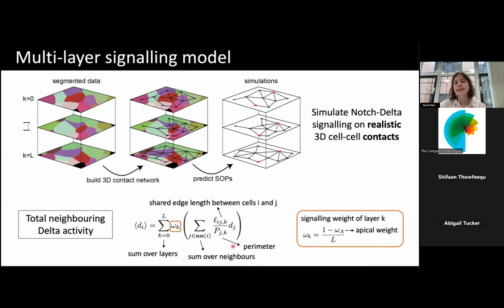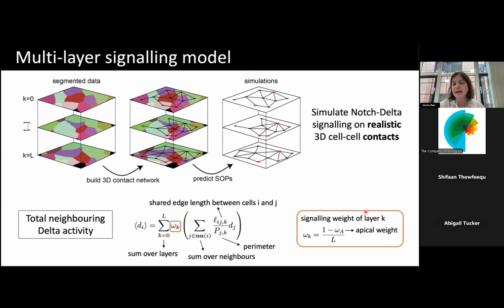And then a key advantage of having such a modeling approach is that it allows us to explore and test the role of different parameters. One of the most important things we wanted to check is the role of the strength or weighting of the signaling in the apical versus the other planes. Because as you've seen from my staining at the beginning, we know that Notch is enriched apically. So how much signaling do we need laterally to make a difference?